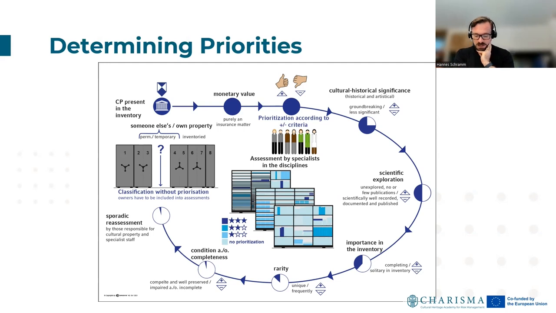Going through several aspects that help us prioritizing helps us reduce these categories. So we can have a look at cultural historical significance. We can have a look at the scientific exploration, if it's unexplored or if it's well recorded. The importance in the inventory: is it completing, is it solitary in the inventory? Rarity, the condition and completeness. And these are the five aspects we have to take into account.